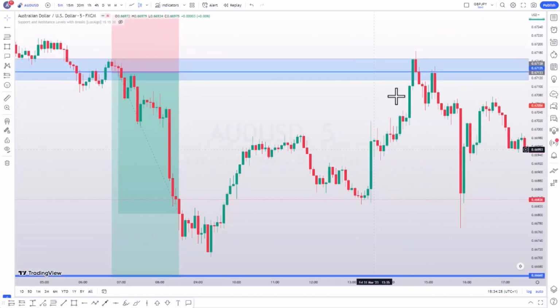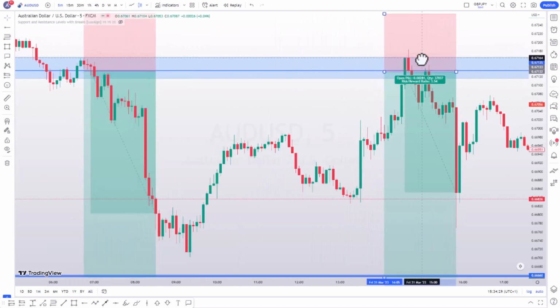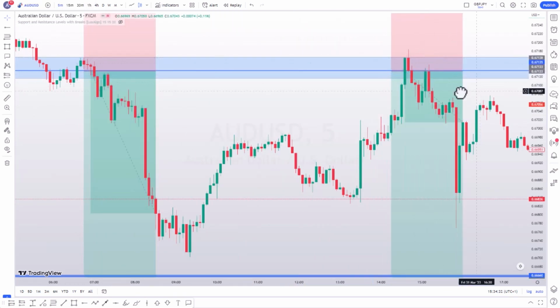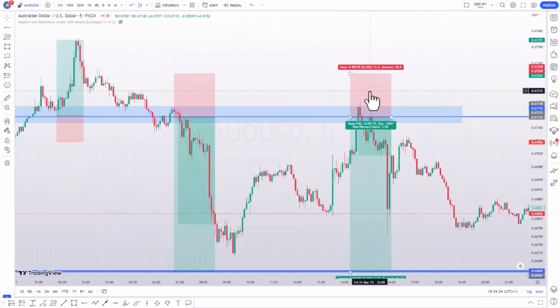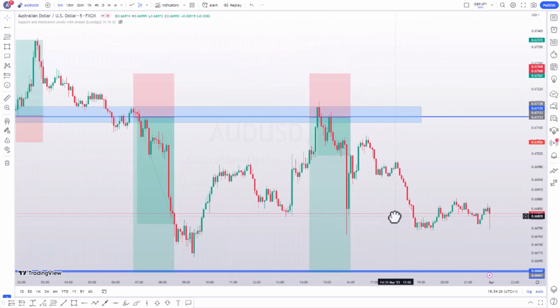For the second time again, it came. If I clone this guy, right there. Imagine you are risking 20 pips. This is just like 13 pips. And the market then spiked to the downside.